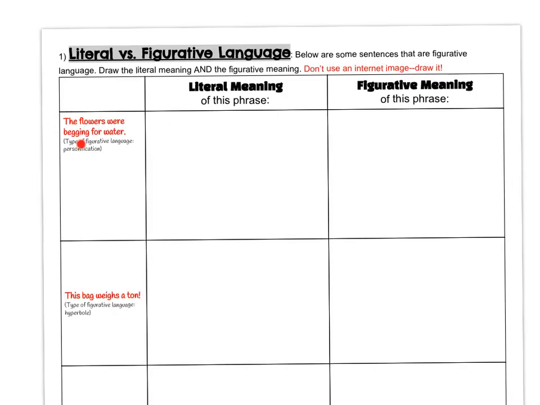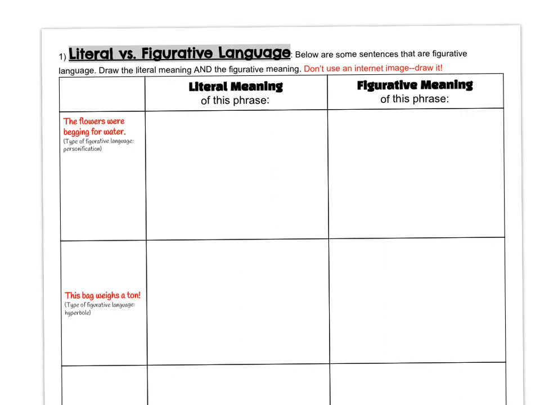So this first one says, the flowers were begging for water. Now, flowers don't actually beg. With that, we're using personification. The type of figurative language is personification. What we literally mean versus figuratively mean are going to be two different things. The literal meaning of this is that there are flowers that are actually able to speak and can beg. Now, we know that's not true.